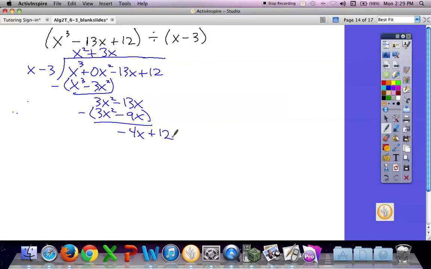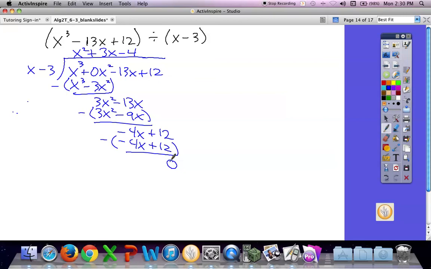Okay, now last step. What times x equals negative 4x? Negative 4. So that is negative 4x. Negative 4 times negative 3 is plus 12. Subtract 0. So what does that tell us? X minus 3 is a factor.